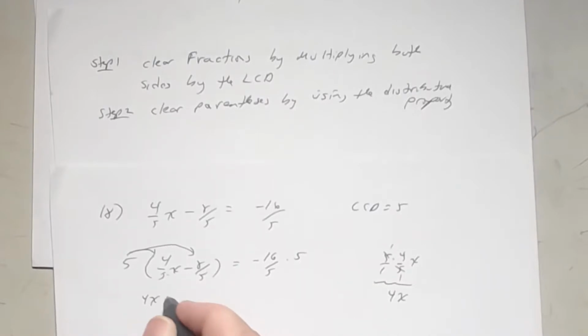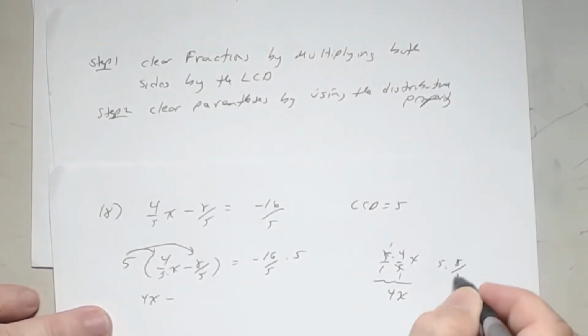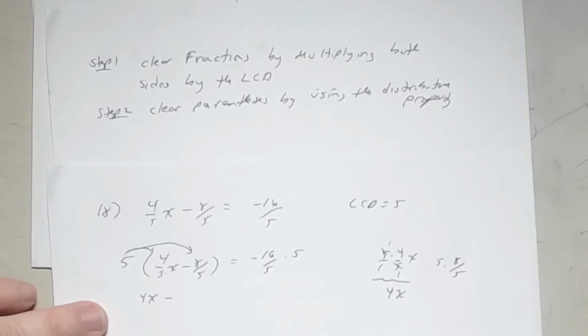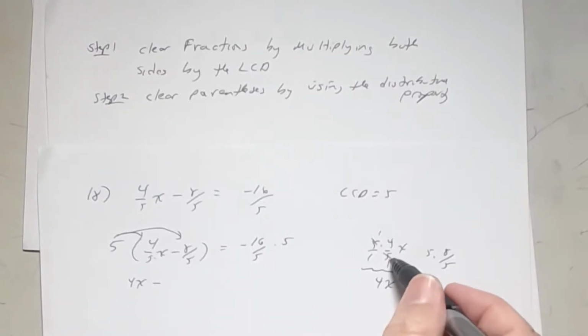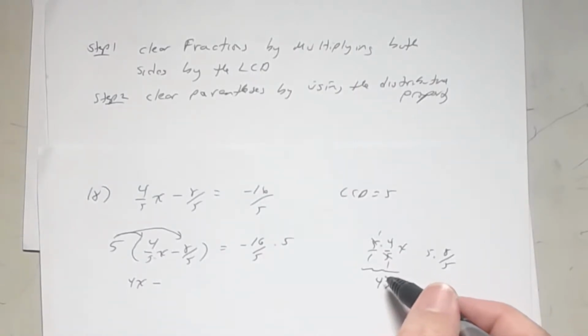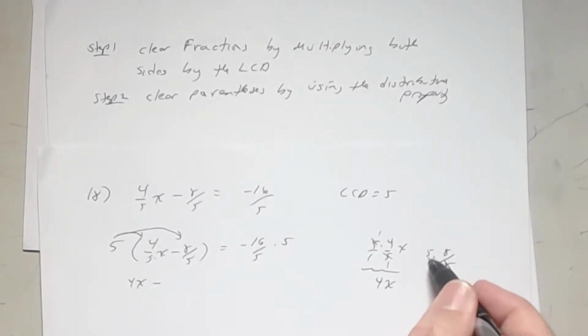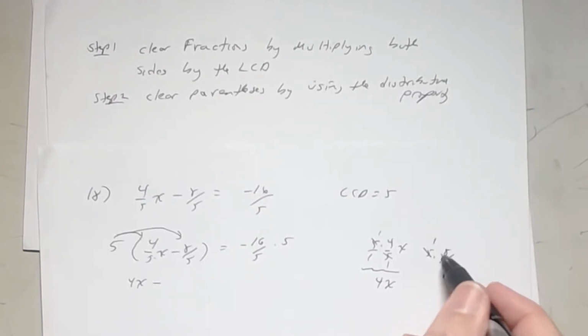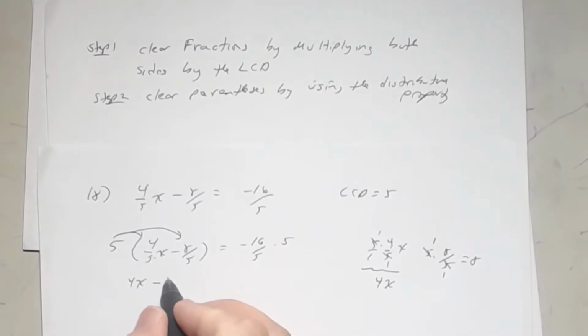4x minus. Then we're going to say 5 times 8 fifths. If you're doing this correctly, when I cross these out, I put a 1 there. The denominator is going to be a 1. So when I cross this 5 out, I am going to get a 1 because that 5 can reduce with this 5. And so what's 1 times 8? 8.